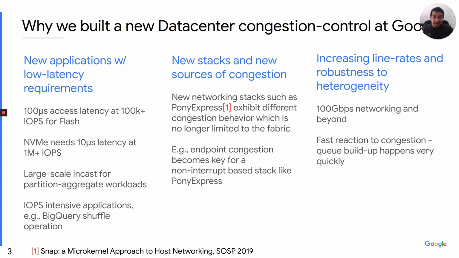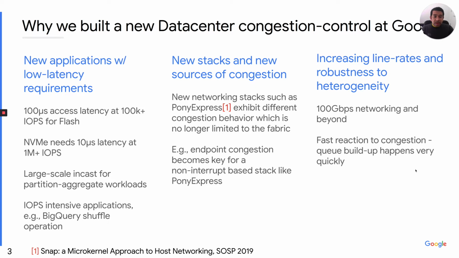We have large scale incast, which is typical of partition aggregate workloads, and we have IOP intensive applications, for example, the BigQuery shuffle operation. We have new networking stacks such as Pony Express, which is built atop Snap, and we published Snap at SOSP of last year. And these exhibit congestion behavior which is no longer limited to the fabric. For example, in the case of Pony Express, endpoint congestion is key because it is built for CPU efficiency and is a non-interrupt based stack.